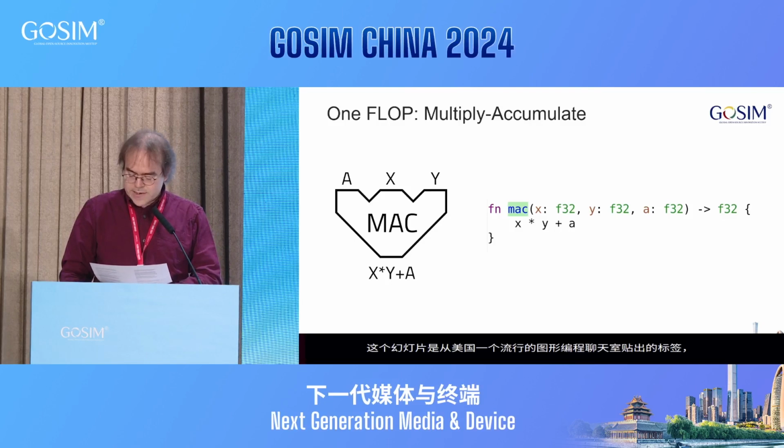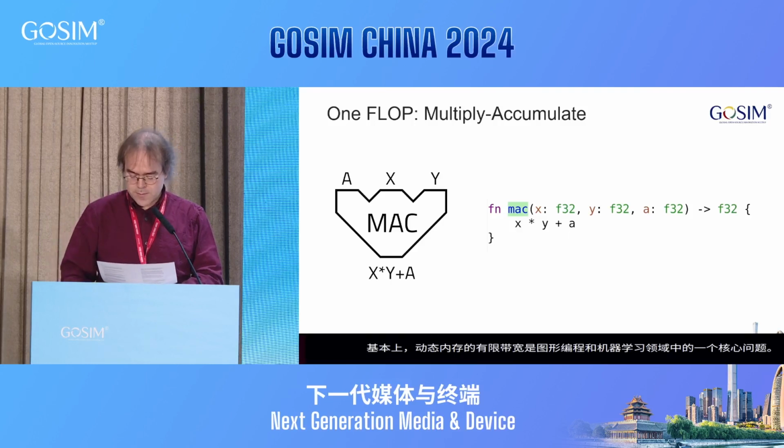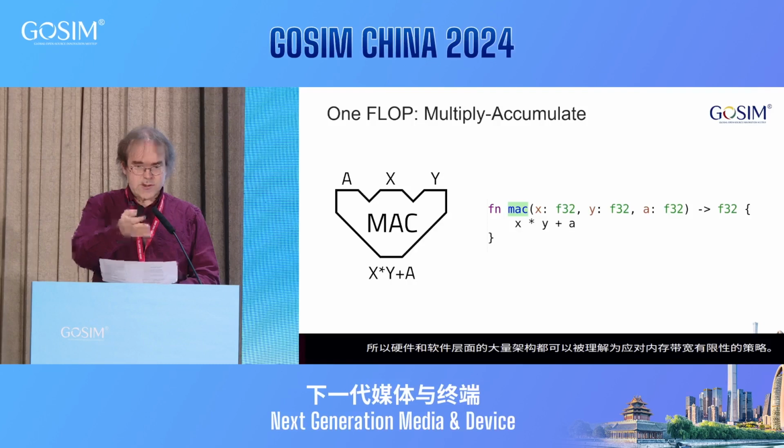In the chart, it says that 1 flop is 1 multiply accumulate instruction. This is exactly what it sounds like. You multiply 2 numbers, and then you add the product to another. The addition is the accumulation part. And so here's some Rust code, and there's a circuitry symbol representing a circuit that computes the same result.